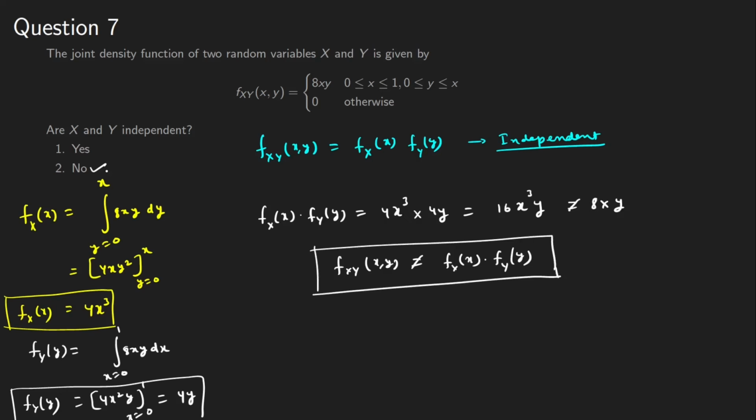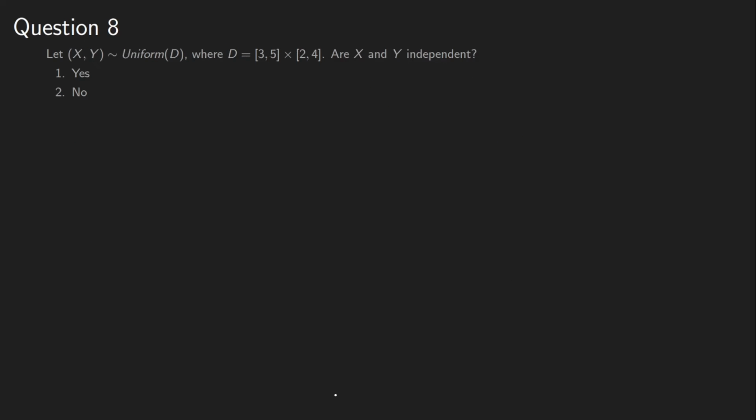In this question, we have been given two random variables x and y, which are uniform in the region D, where D is equal to this area, where x falls in the range 3 to 5 and y falls in the range 2 to 4. And we have been asked whether x and y are independent. So it's better to first visualize this situation. So 0, 1, 2, 3, 4.